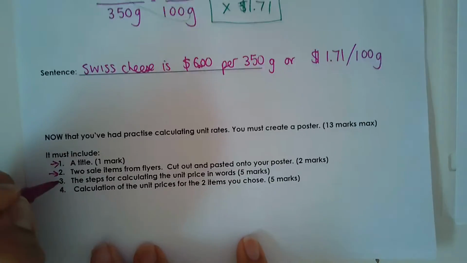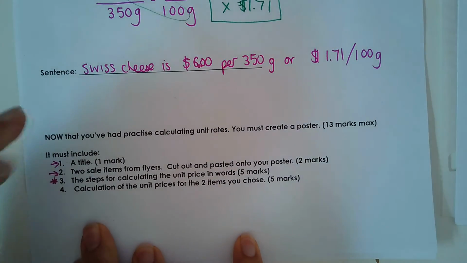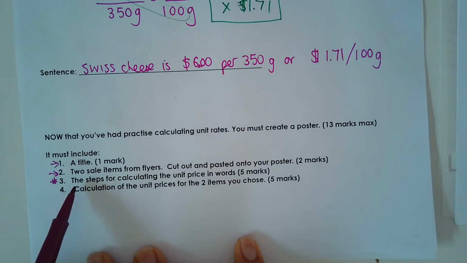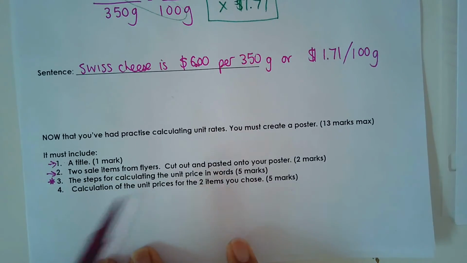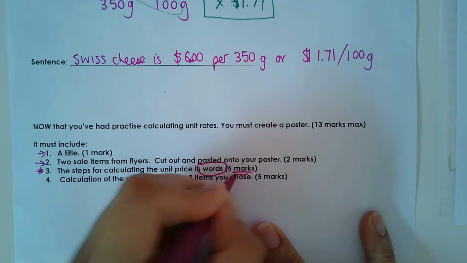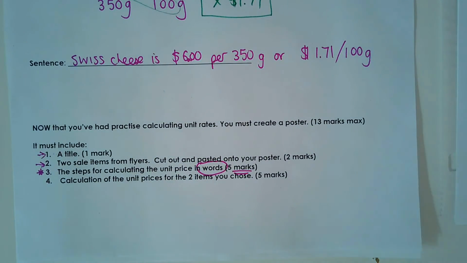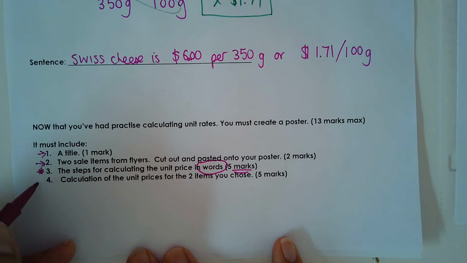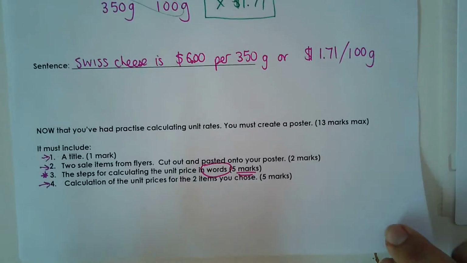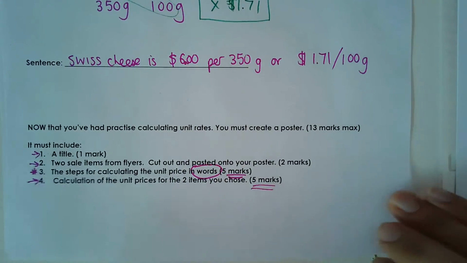Number 3, really important here. I didn't really do this up here because I was just speaking to it, but what are the steps in calculating the unit price in words? So notice this is worth 5 marks. So we want you to do a really good job of communicating, of explaining to us how you would do it. And then we want you to actually go through and calculate the unit prices for the 2 items that you chose. And that's also for 5 marks.